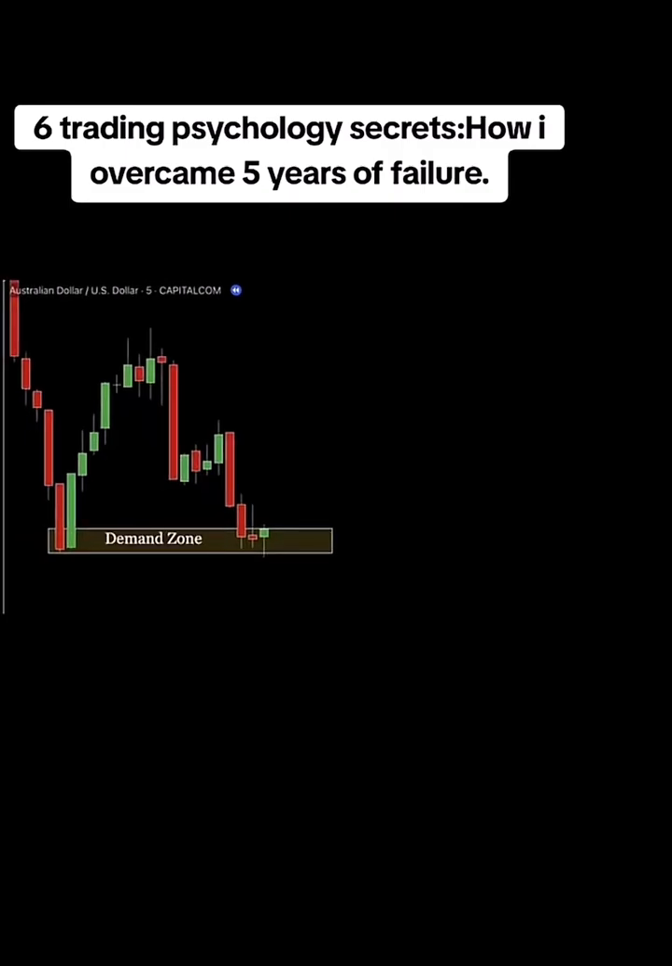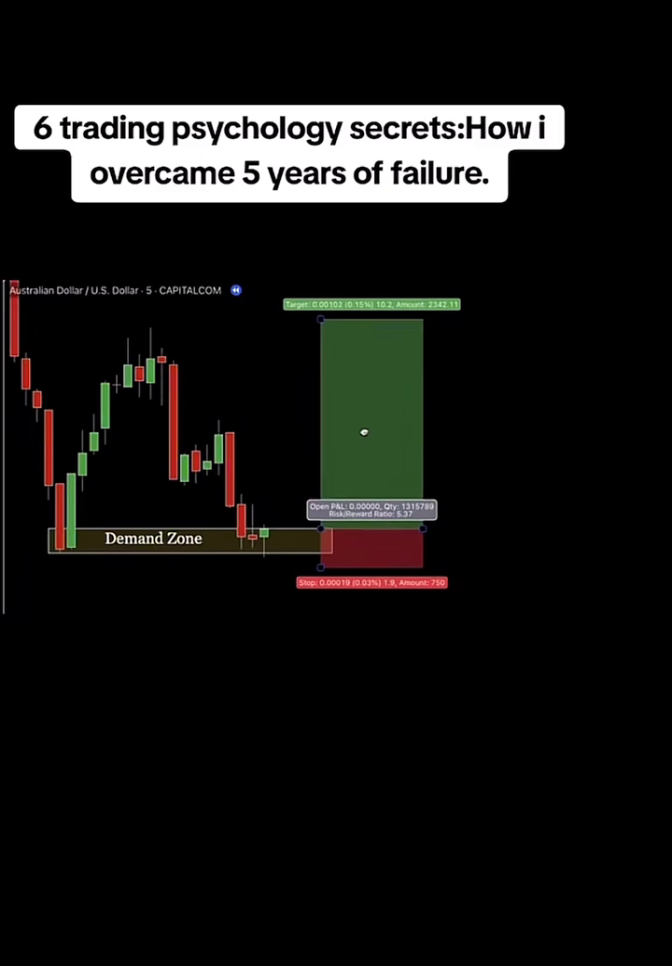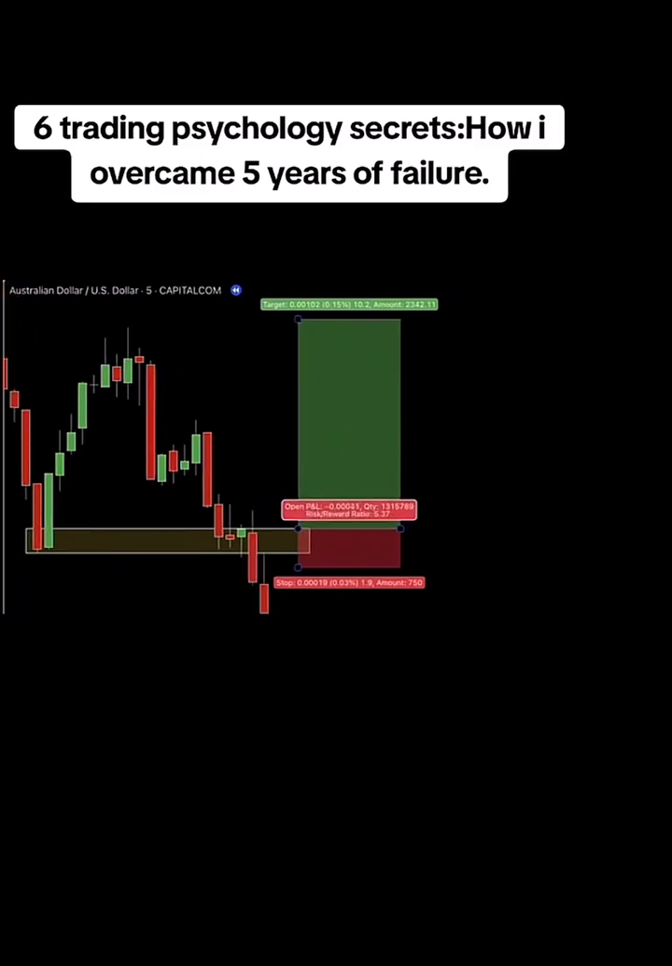You've identified a strong demand zone. Everything checks out. The candle size is significant. The zone is fresh. There's a clear breakout of structure, and the risk-to-reward ratio is excellent. Confidently, you place your buy trade with a stop-loss set just below the demand zone. But then it happens.